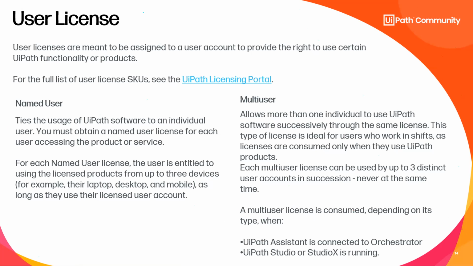But yes, there is also another option of multi-user license, where at least 3 distinct user accounts can be utilized through the multi-user license, but not at the same time. The license will be consumed as soon as someone connects to the orchestrator, the license will be pulled, right? So that's the way this works. But most users will see their named user. You configure the user, I log in, and irrespective of any machine, it will be connected.